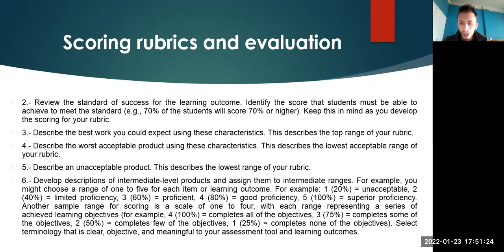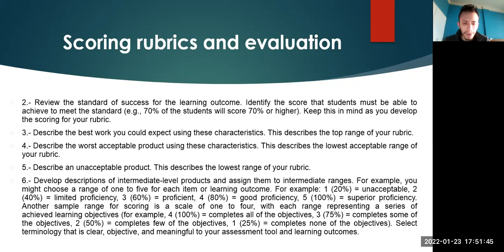For example, 1, 20% equal unacceptable; 2, 40% equal limited proficiency; 3, 60% equal proficient; 4, 80% equal good proficiency; 5, 100% equal superior proficiency.